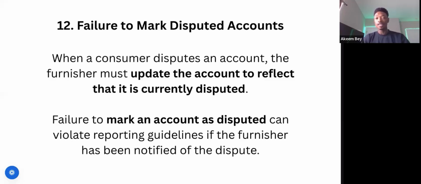The 12th thing is the failure to mark the account as disputed. So when a consumer disputes an account, the furnisher has to update the account to reflect that it is currently being disputed. And sometimes they don't do that. And a failure to do so can violate reporting guidelines if the furnisher has been notified of the dispute.